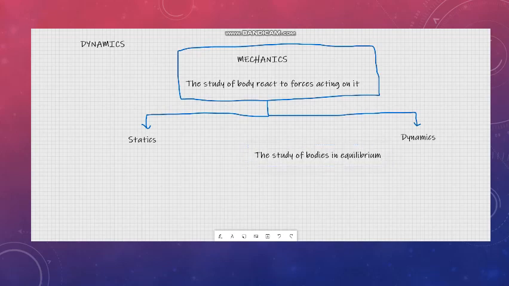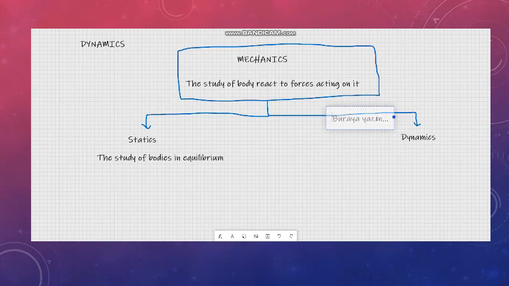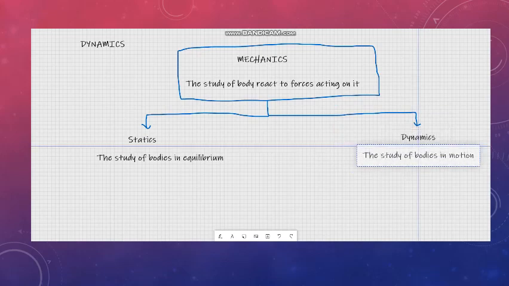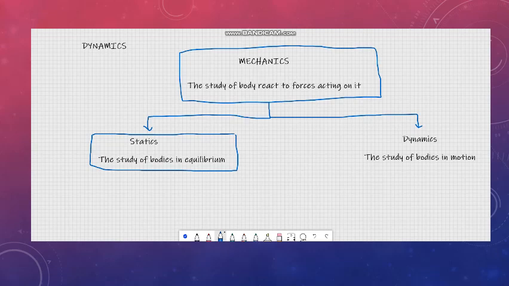As you remember, in statics we have the main equations, which are total F is equal to zero and total M is equal to zero. Here in dynamics, it is the study of bodies in motion. So it's not in equilibrium anymore, it's in motion. So the total force acting on it is not zero. So okay, let's put both sides also in brackets. You already saw statics, so I am done here.